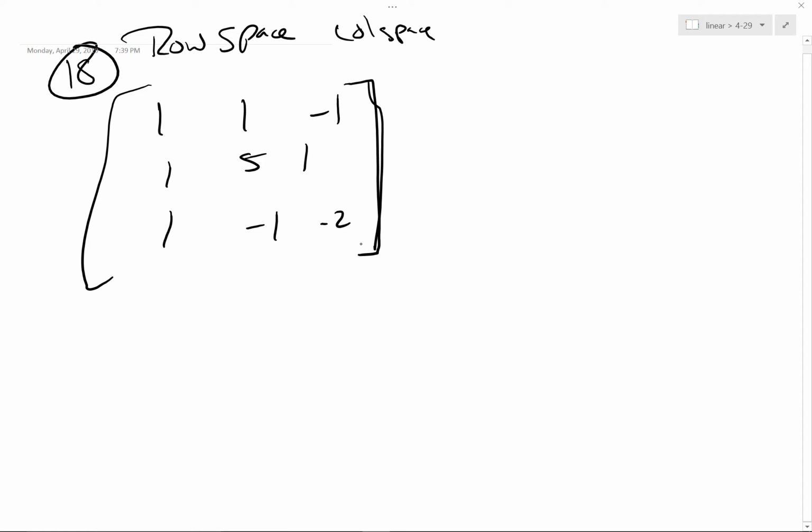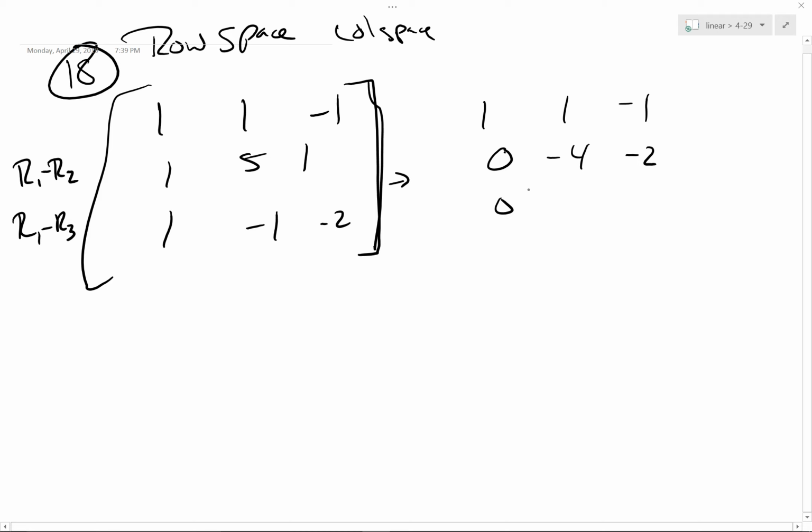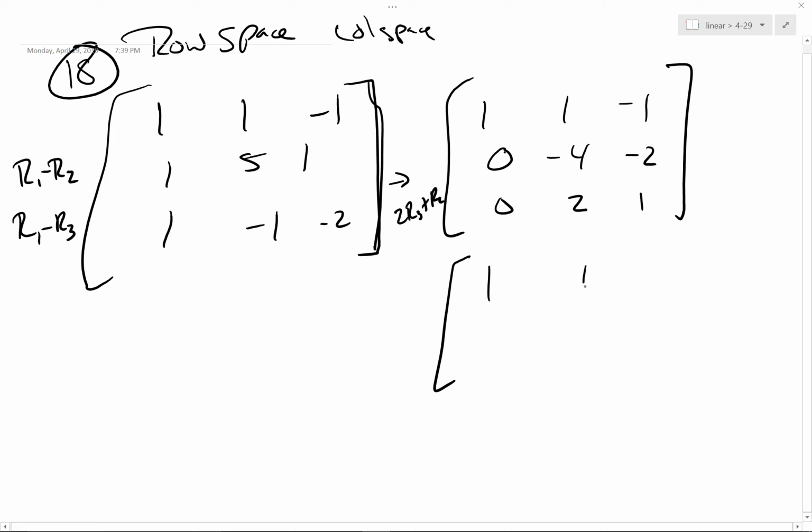Is it the same thing we always do? That's right. Let's do a little reduced row echelon stuff, because why not? That's always a fun time. Here's our row equivalent matrix: 0, -4, -2, 0, 2, 1. Is that right? 0, 2, 1, I think. It feels good to me. Okay, and then we get R3 plus R2. It's going to give us 1, 1, -1, 0, -4, -2, 0, 0, 0.